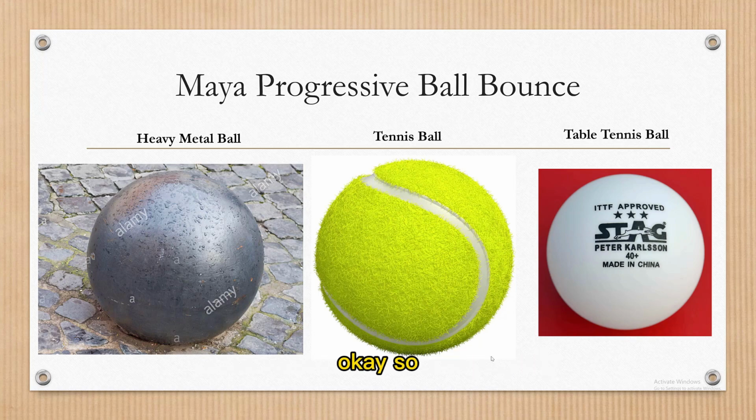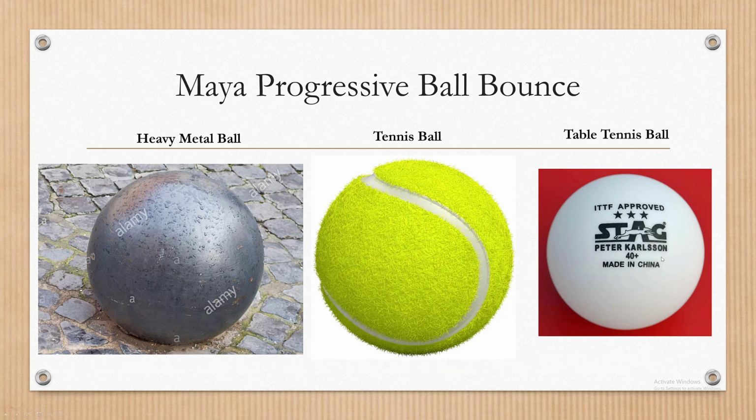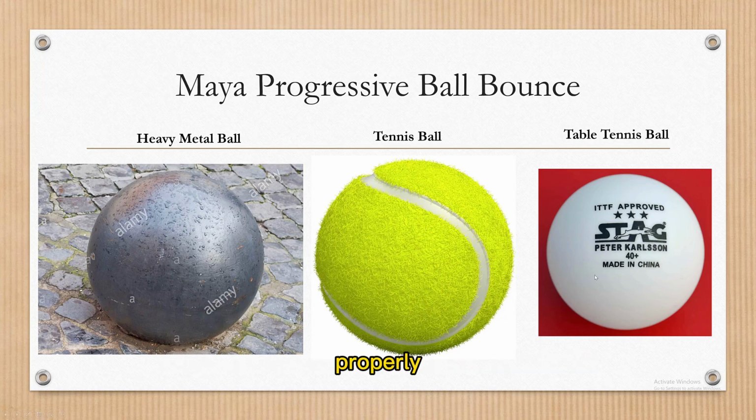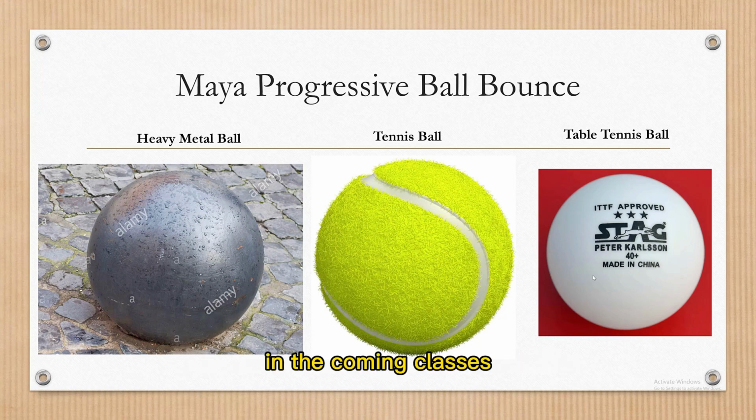Okay, so the reason why we have taken three different balls is that the kind of animation we need to do will vary independently of each other. If you're able to do these three balls properly, you can be assured that there are good chances you can animate any kind of animation in the coming classes.